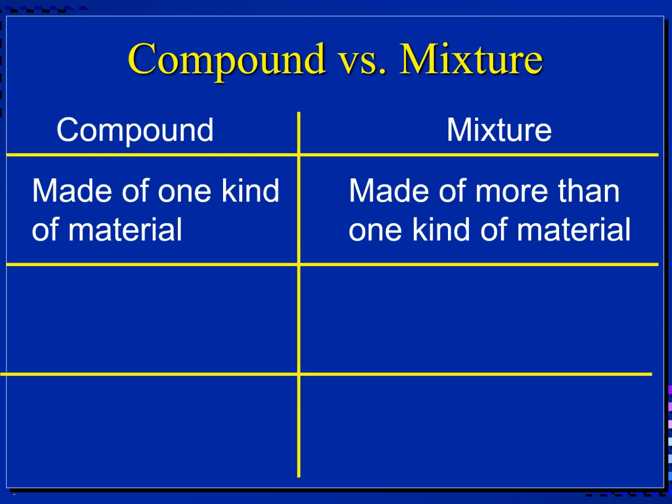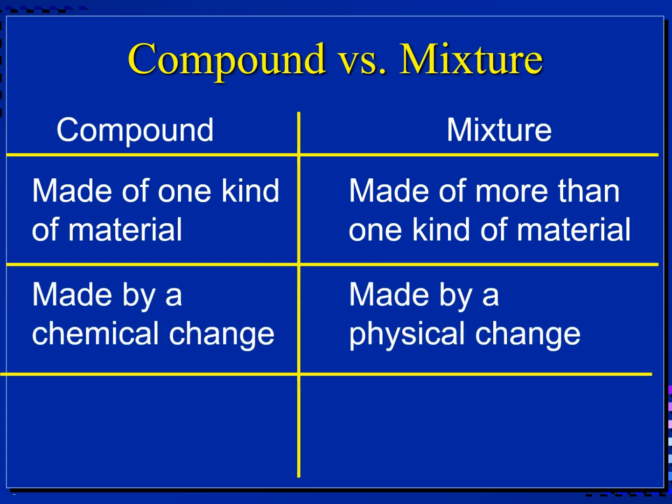I think this is actually in your notes. Compounds are made of one kind of material. The formula for table salt would be NaCl, right? Sodium chloride. It's a bunch of sodium chloride. Salt water would be a mixture. It's made up of NaCl and H2O, and so it's a mixture of those two. The sodium chloride is not chemically bonded to the H2O. You can separate them the way I just talked about with distillation.